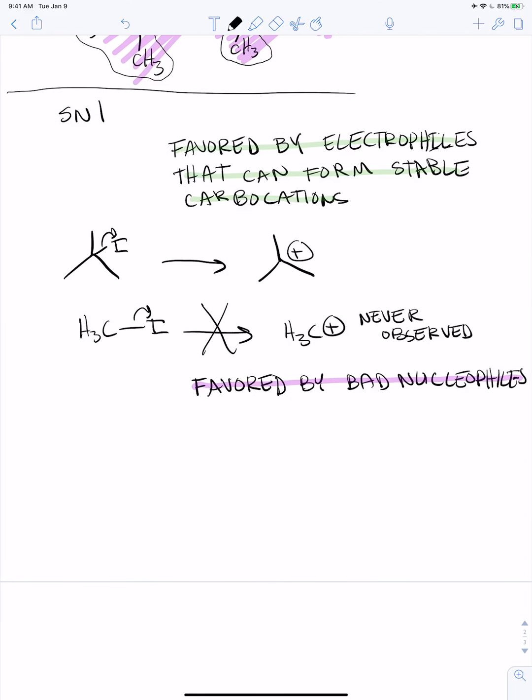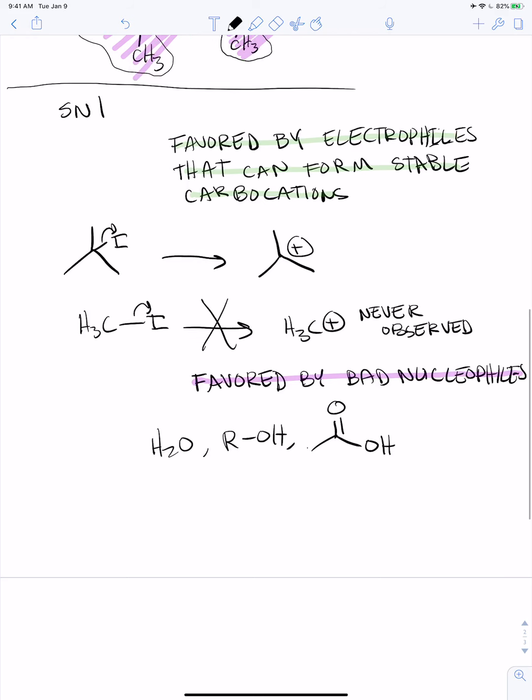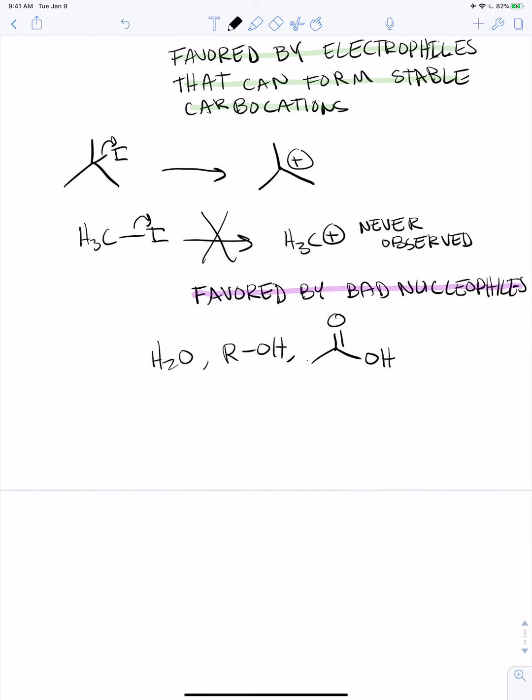So what types of things typically do SN1? Well, it's going to be things like water or alcohols, or maybe some sort of carboxylic acid, like acetic acid. But generally, these things are favored by bad nucleophiles, and it's harder to explain. In SN2, those things are favored by good nucleophiles that are not sterically hindered, because the reaction itself is faster. It's faster when things are not sterically hindered.